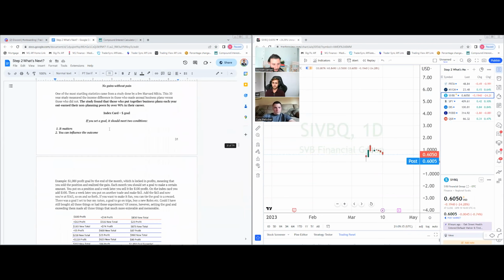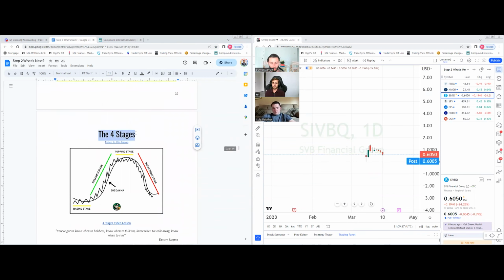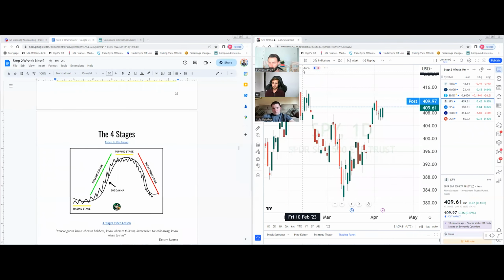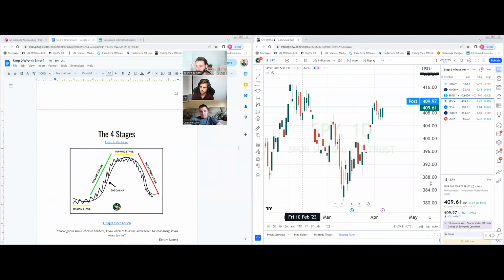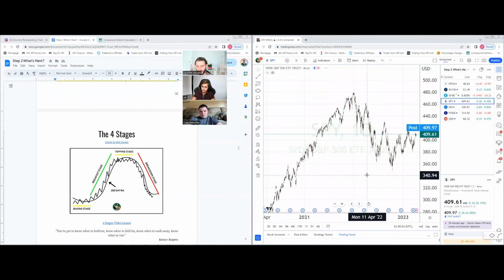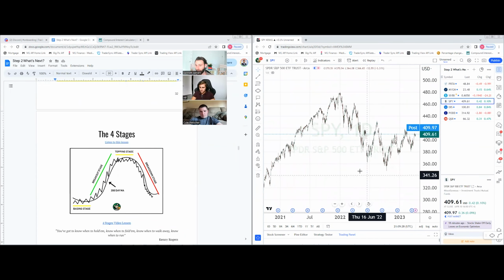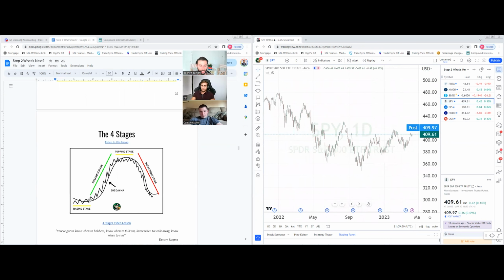So now we're going to move on to what is probably the most important lesson in this book, and this is going to be the 4 stages. And I'm going to use the S&P for the example to draw this out. And this is something that, again, every stock, every sector, any investment you can think about is going to typically go through these 4 stages.